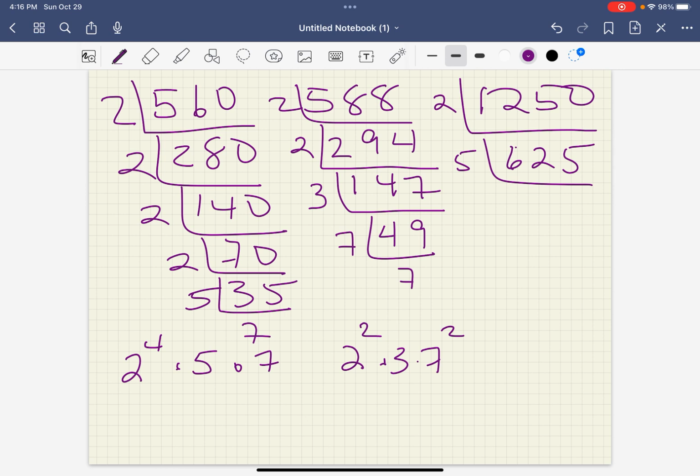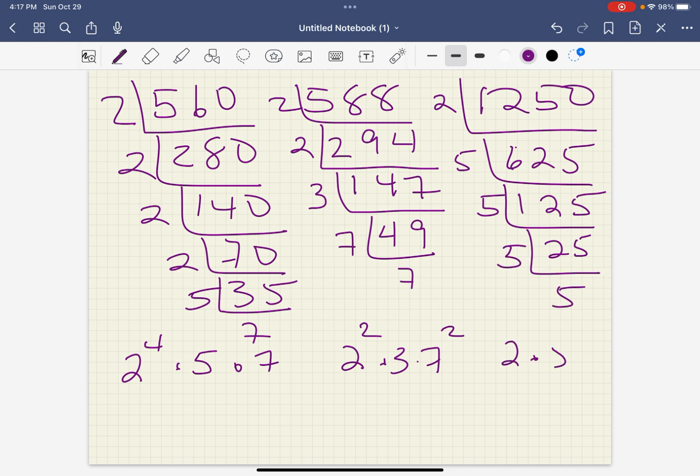5 goes in here 125. 5 goes in there 25. And that's 5 times 5. So this one is 2 times 5 to the 4th. That's why it gets big so fast.